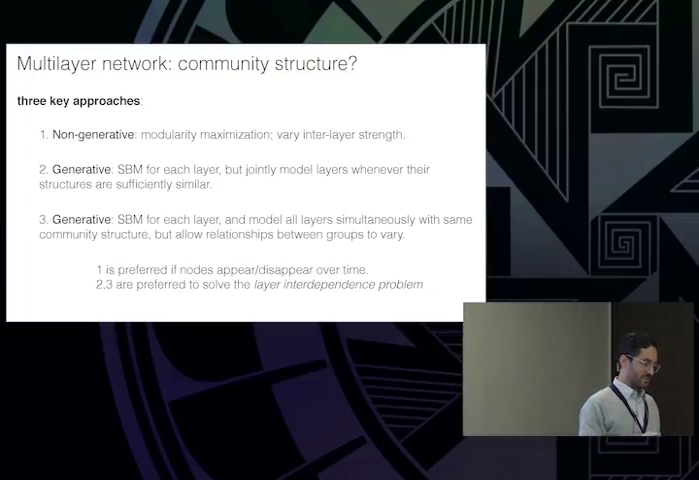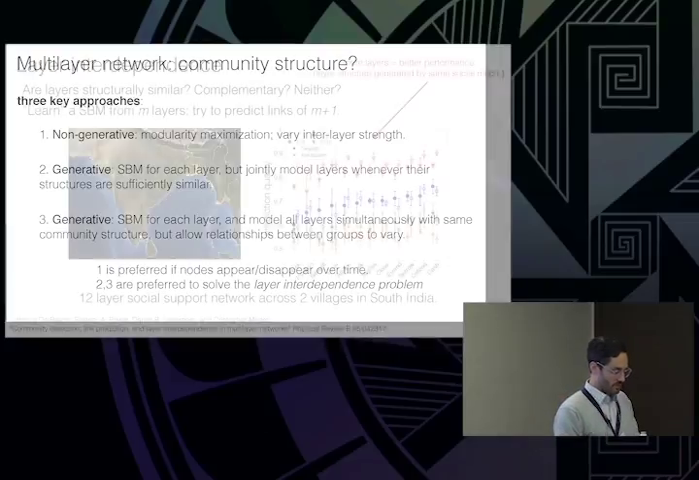The first is in general preferred if the nodes appear and disappear over time, and you're interested in clustering things in time. Whereas I think these generative models, two and three, are preferred if you want to solve what I'll call the layer interdependence problem. So if I want to learn about which layers are related to which other layers, we can solve that problem.